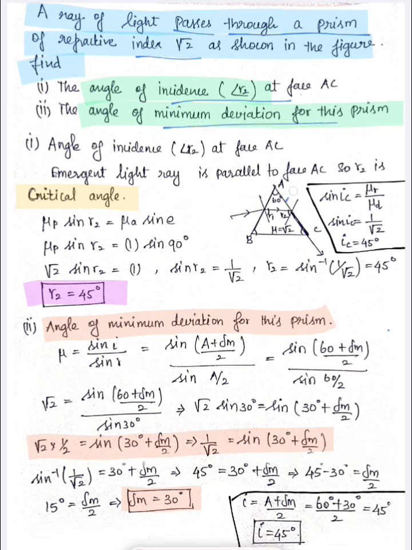We need to find the angle of incidence at face AC. Here the refracted ray at face AC is along the surface AC, that is, grazing emergence. So the angle of incidence at face AC is the critical angle. So we find the angle of incidence at face AC by using the critical angle formula directly.